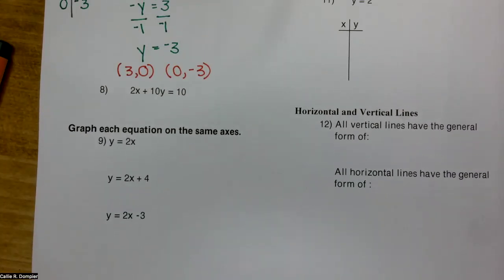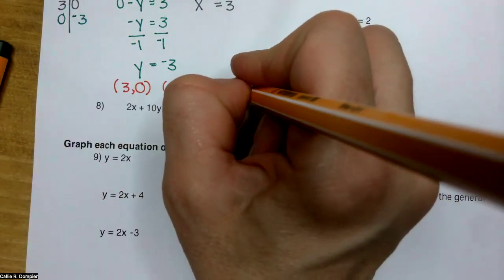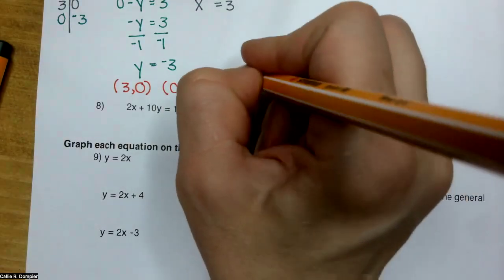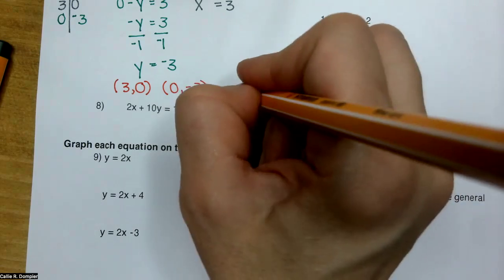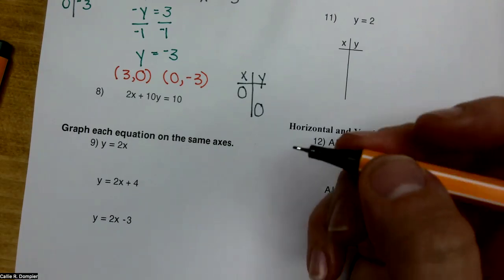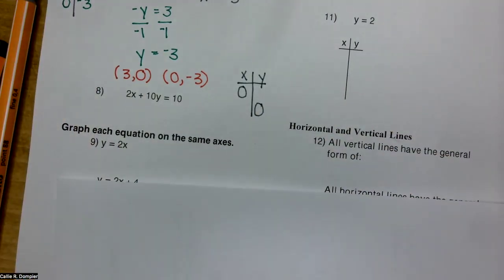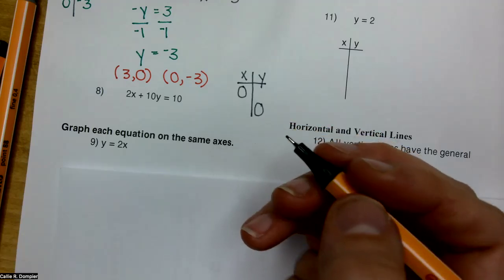Good? Okay. Now we have 2x plus 10y equals 10. Again, when you're creating a table, you can use any points you want, but it's often easy to use the intercepts because you just get to make one of those values into 0.